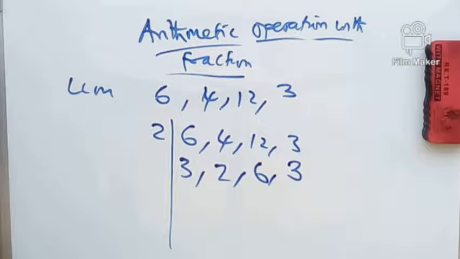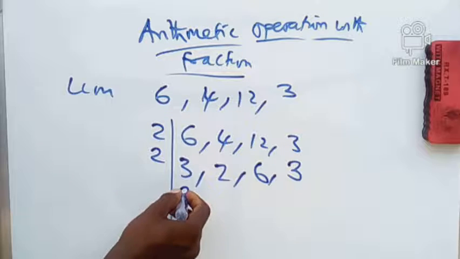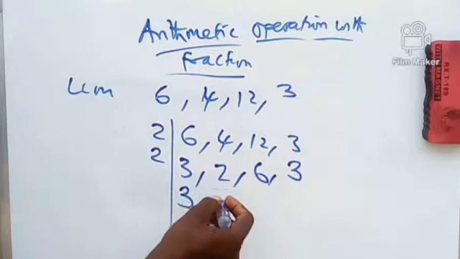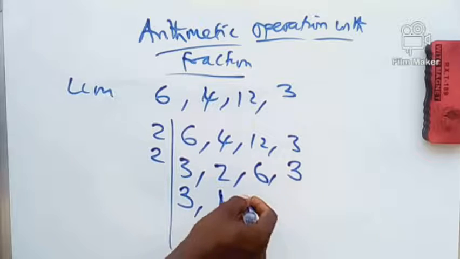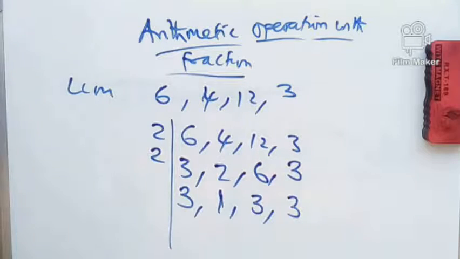What's the next number? What small number can still divide the answers that we got here? I think 2 can still do the job. When 2 goes into 3, it cannot work, so you write down 3. 2 can go into 2, you have 1. 2 can go into 6, you have 3. 2 cannot go into 3, you put down 3. I think we are done with 2.